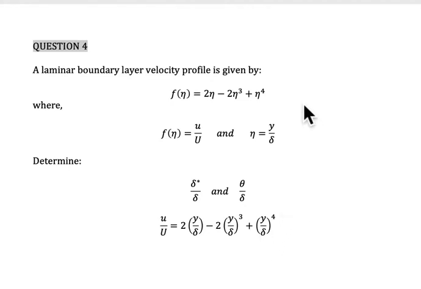To solve this problem, you have two methods. One, you just replace the value of eta here by y over delta, and you could solve it using the previous method. But in this tutorial, I would like to show you another method to solve this problem by simplifying y over delta with eta.